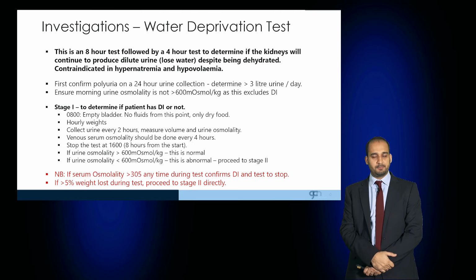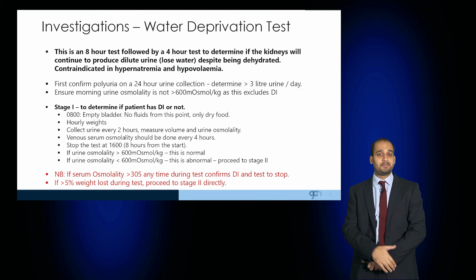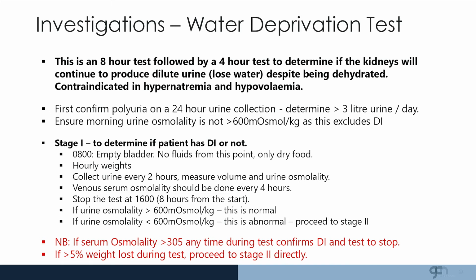The first stage is to ask the patient to empty their bladder. At this point, no further fluids are administered apart from dry food. Hourly weights are recorded, and urine is collected every 2 hours, measuring the volume and the urine osmolality. At the same time, venous serum osmolality is also recorded. The test is stopped 8 hours in, and the urine osmolality is measured.